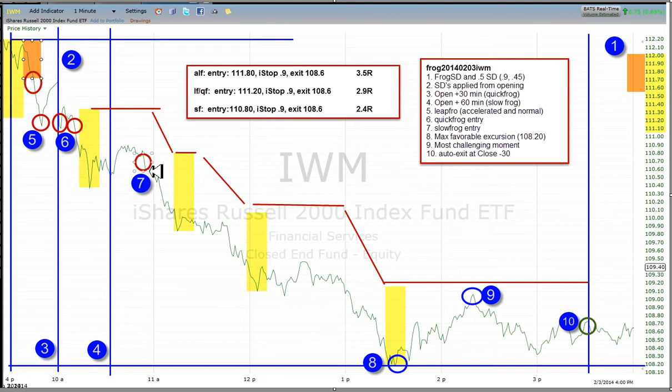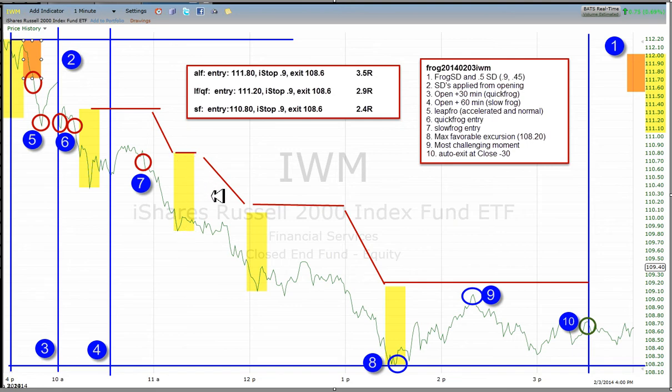So at point number 7, you get a slow frog entry because you've moved one standard deviation at least off of the high of the day, and you can't enter in here because price was moving up and it stabilized, and then on the resumption of the fail, you get a slow frog entry vicinity 110.80, again with a full standard deviation trailing stop, and it moves in your favor again. This is a one standard deviation move and the local maximum favorable excursion.